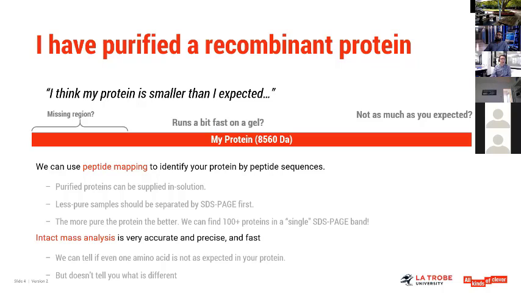And then that second one, intact mass analysis, as we said, gives you a very accurate and precise number quite quickly. And the really great thing about that mass analysis is that you can tell if even one amino acid has changed versus your expected sequence. So very accurate, but it won't tell you what has changed. So it's really just a quick check. It'll give you a number, and then you figure out what to do after that point if it doesn't align with your predictions.